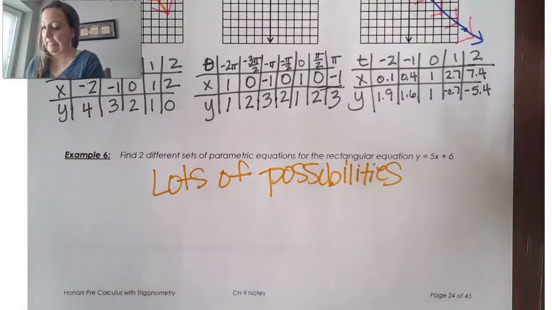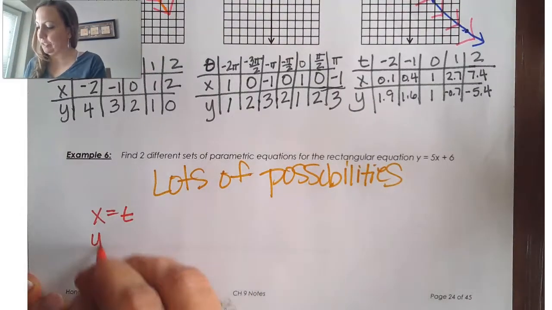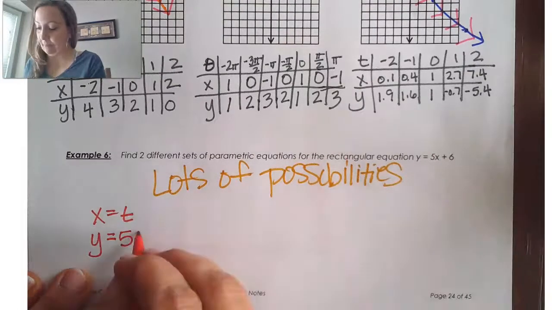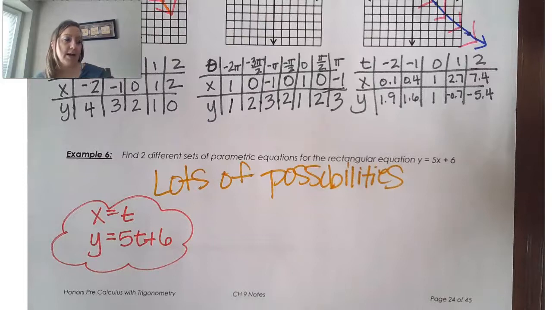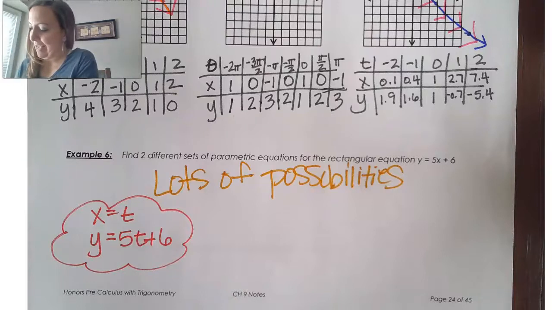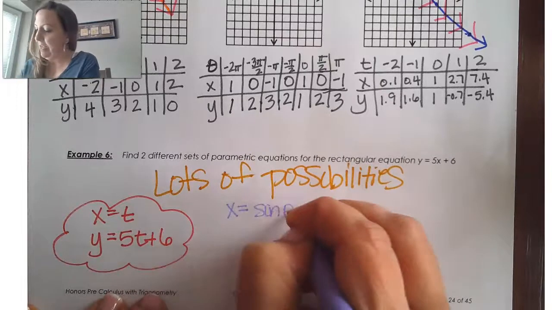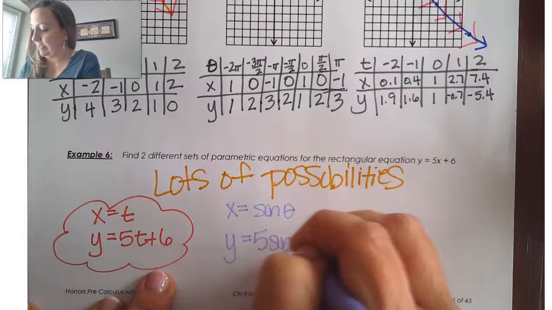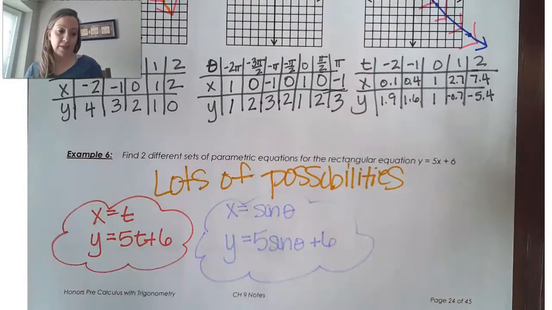x equal to t, for example. And then your y could just be 5t plus 6. So that's a really popular one here, okay? Another possibility could be to do something like x equals, pick a trig function, the sine of theta, and then you would have y equals 5 sine of theta plus 6. So like that's another possibility. So pick a trig function, okay?